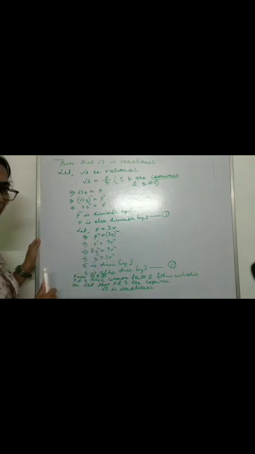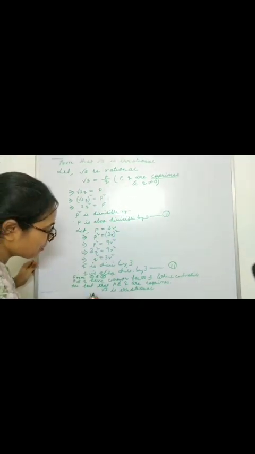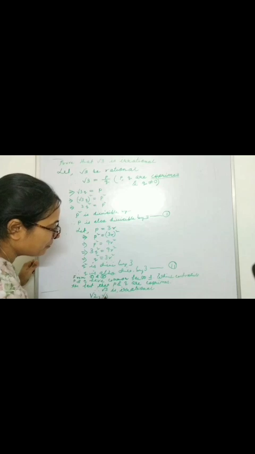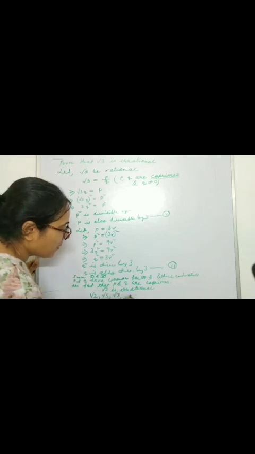I hope all of you have understood. Same way you can prove the other questions also. Suppose you are asked to prove root 2, root 5, root 7, they are all irrational.